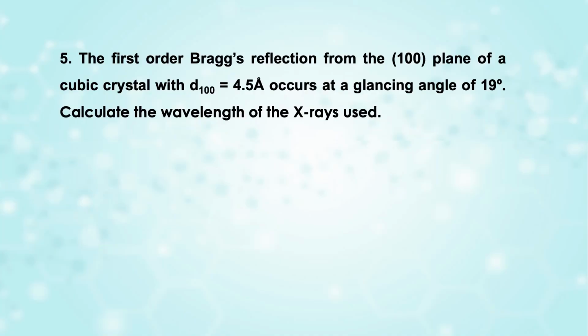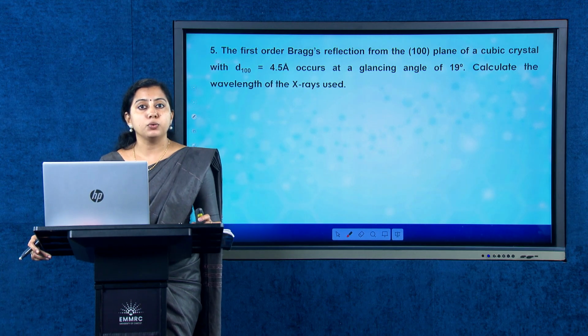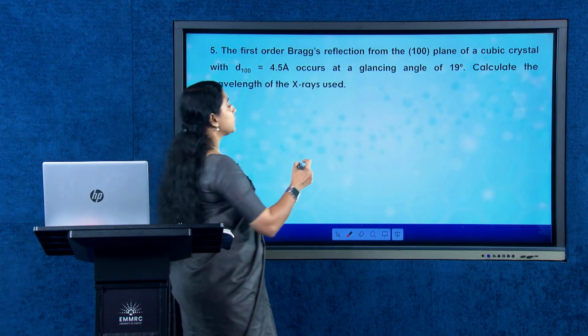Now, we will move on to the next question. The first order Bragg's reflection from the 1, 0, 0 plane of a cubic crystal with d spacing d100 equal to 4.5 angstrom occurs at a glancing angle of 19 degree. Calculate the wavelength of the X-rays used. So, in this question, we have to calculate the wavelength lambda of the X-rays. So, let us write the equation.